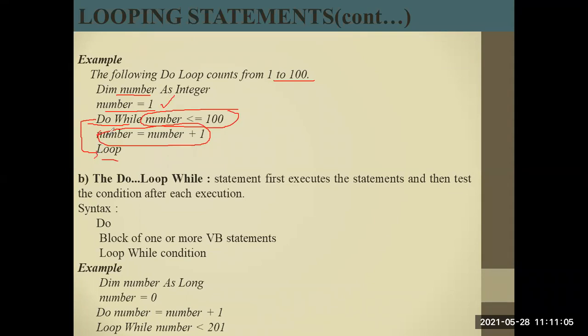That means once the first iteration is completed, I will go back and check the condition again. If the condition is true again, then this is repeated. So this will be repeated until the number is greater than 200. Fine.